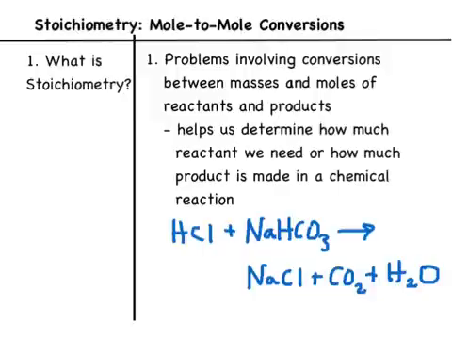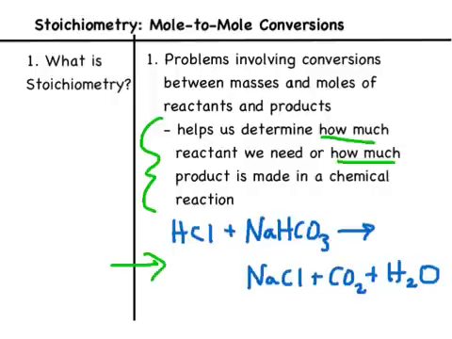All right, our first question in these notes is, well, what is this stoichiometry thing? If you open a textbook, it would say, problems involving conversions between masses and moles of reactants and products. Well, what does that mean? Basically, stoichiometry is math that helps us determine how much reactant we need or how much product is made in a chemical reaction. So this here is our reaction.